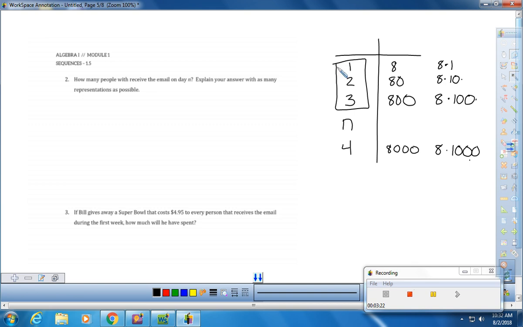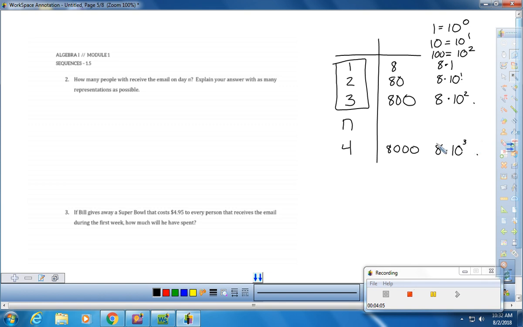Well, 1 is equal to 10 to the 0, and 10 is equal to 10 to the first, and 100 is equal to 10 to the second. So notice, this is 8 times 10 to the 0, 8 times 10 to the first, 8 times 10 to the second. This is 8 times 10 to the third.